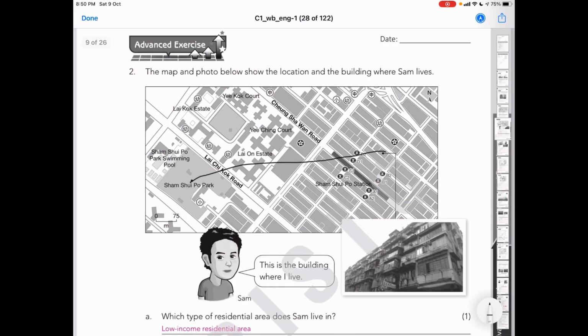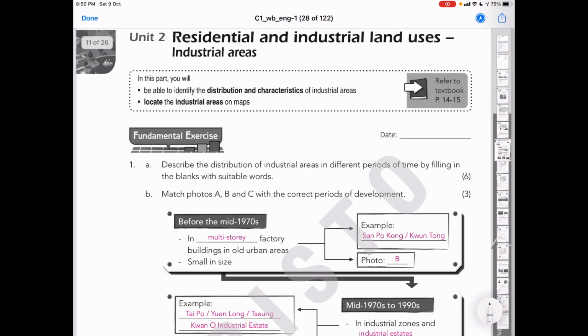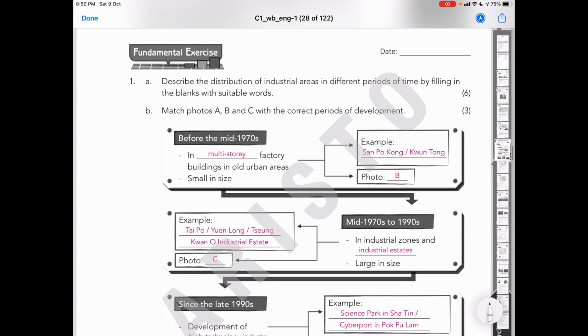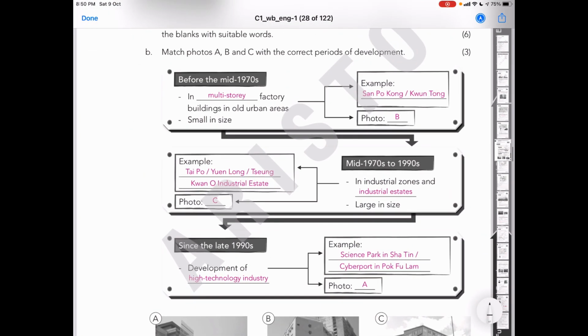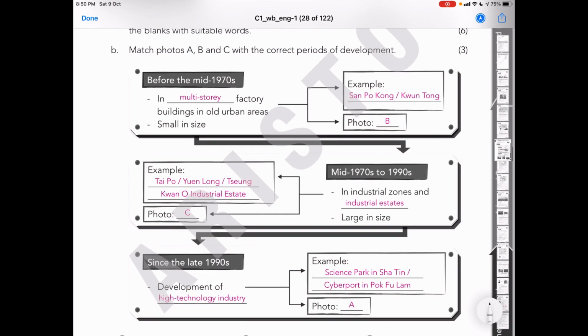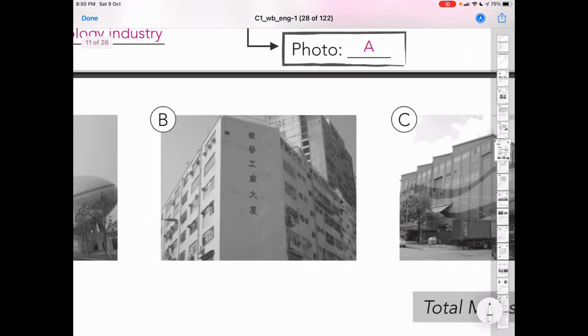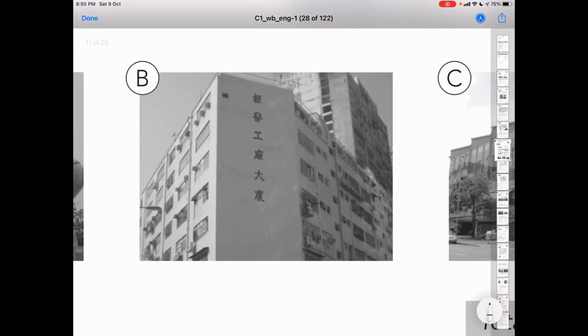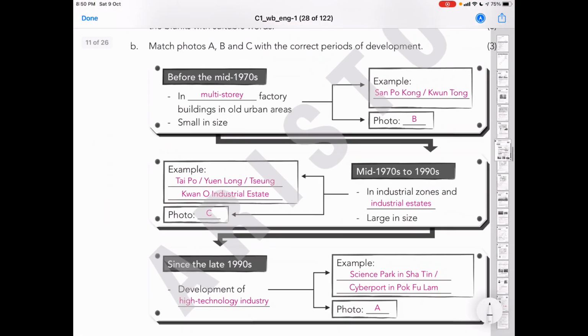Okay, and then next should be this one, about the industrial building. First of all, before the 1970s, these are the multi-story factory buildings, and examples include Sampo Gong and Guntong. Okay, and you can find it in photograph B, this one. This one looks like 2.1, and also Sampo Gong.